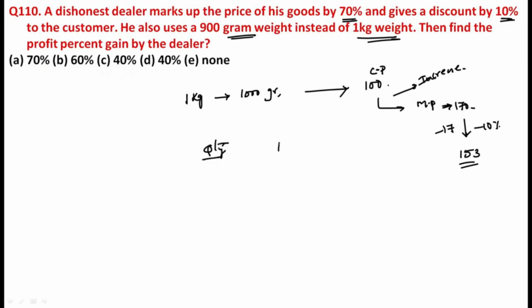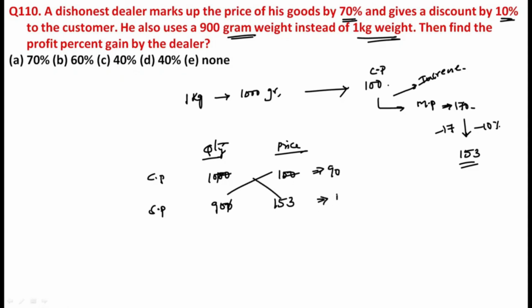Then write quantities here, prices here. Now the cost price here, selling price here. The selling price is 153, cost price is 100. You already know that initially they purchase 1000 grams, but while selling, he uses only 900 grams. So you can cancel the zeros, and you get 90 here. You can cross multiply here. Now observe that the cost price is 90 units, the selling price is 153 units.